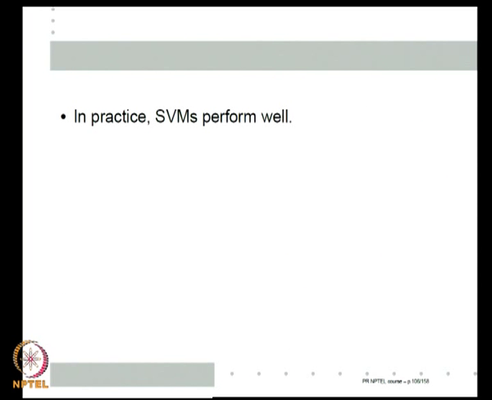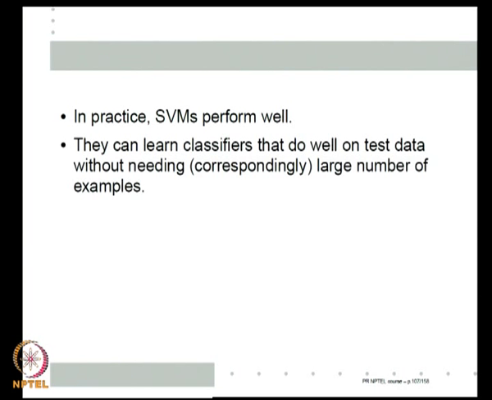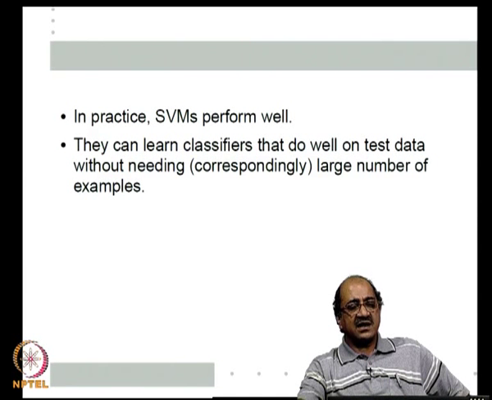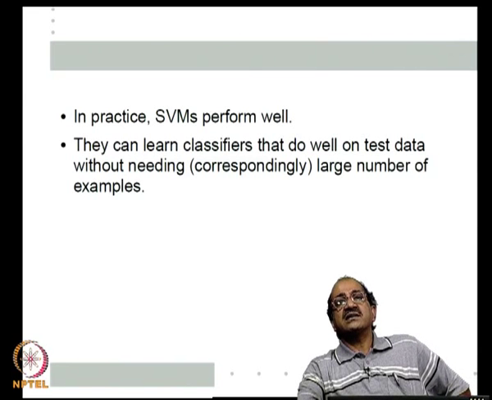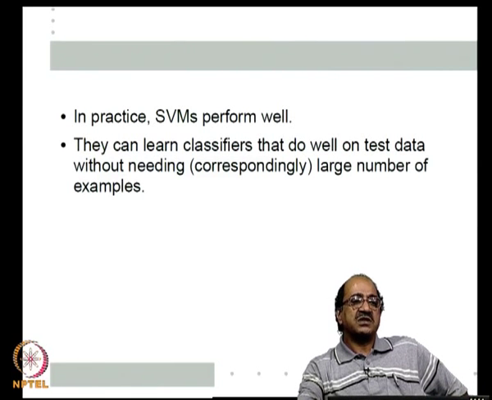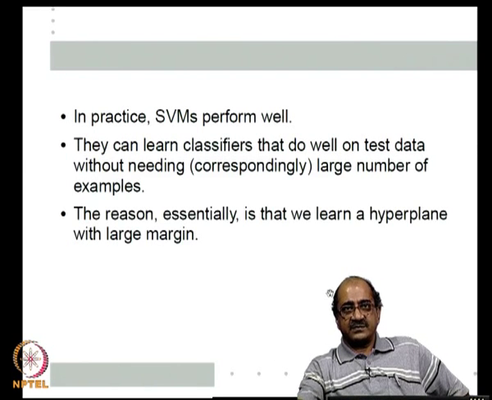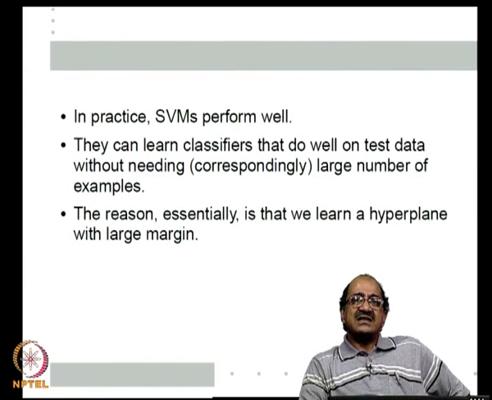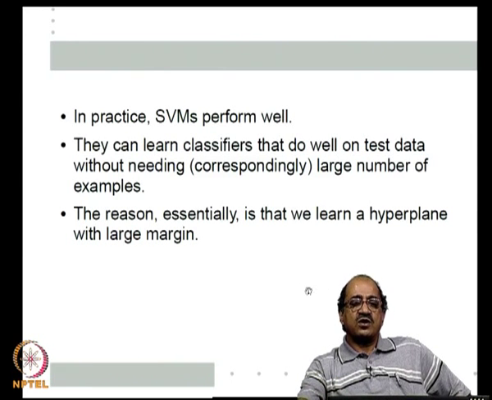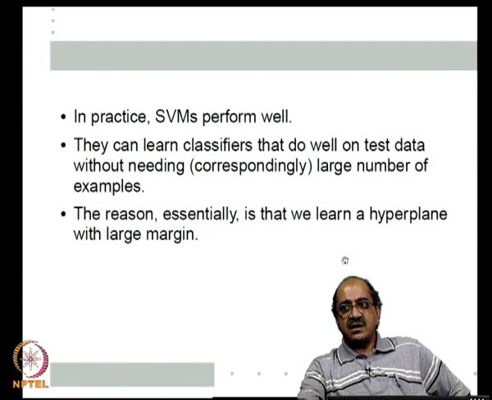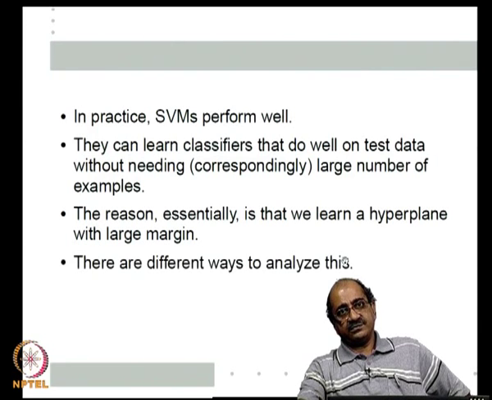As it turns out, in practice, SVMs perform very well. That is, they learn classifiers that do very well on test data without needing a correspondingly large number of examples. You need as many examples as you would have needed if you were learning a linear classifier in the original domain. Why does this happen? The reason essentially is that we learn a hyperplane with a large margin. We are not searching for any hyperplane classifier, but a hyperplane with a large margin.